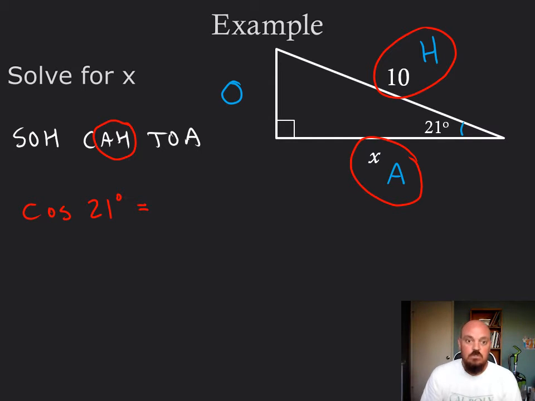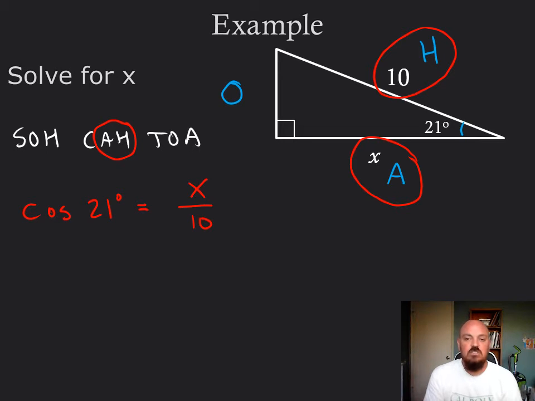Then you actually use SOHCAHTOA. Cosine, from CAH, cosine equals adjacent, which is x, over hypotenuse, which is 10. So we set up our equation. All we have to do is solve it. If I'm looking at x, I have x over 10.